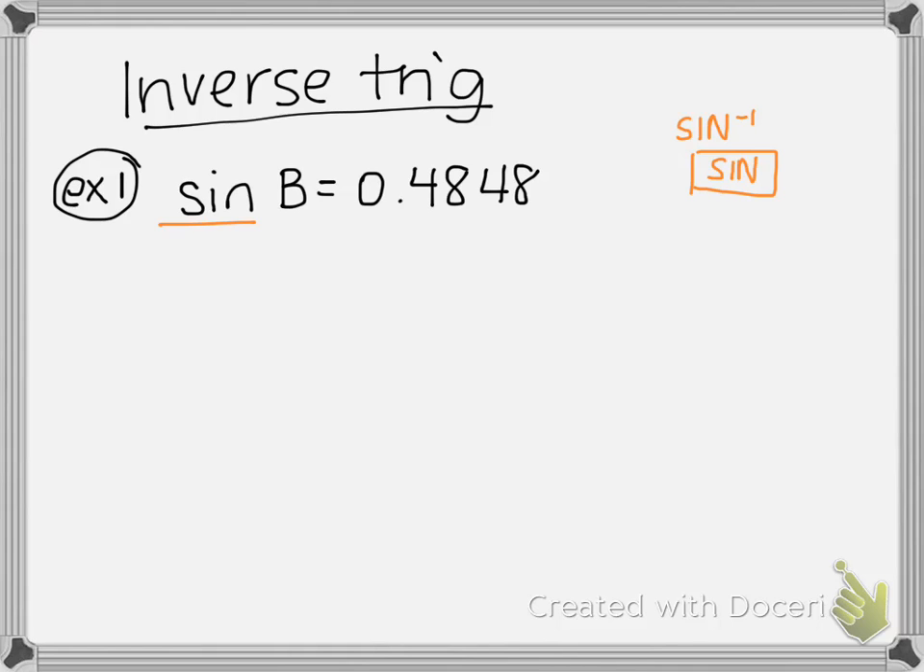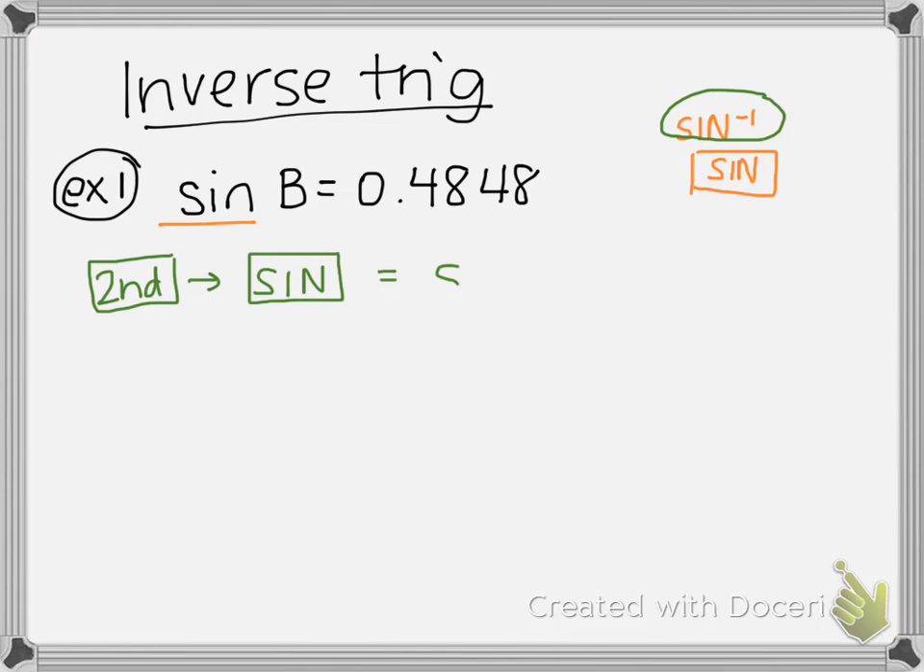This part right here is your inverse function. So you're going to hit the second button, and then you're going to hit that sine button. On your screen, you should see sine and a little -1 up top as an exponent. This means inverse of sine. Just like multiplication is the inverse of division and addition is the inverse of subtraction, sine with the little -1 is sine inverse, the inverse of the sine function.